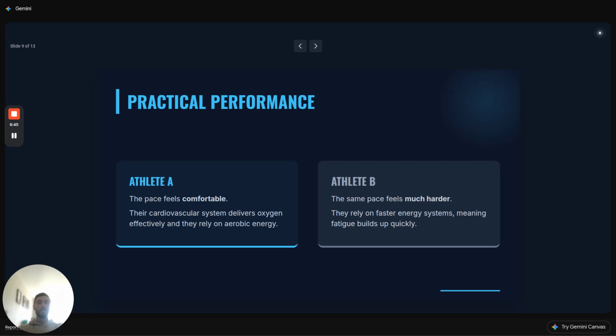For Hyrox, that becomes really important because you're not trying to perform one hard effort. You're trying to perform run, station, run, station over and over again. So the better your aerobic system is, the better equipped you are to sustain that work and recover between the harder efforts.